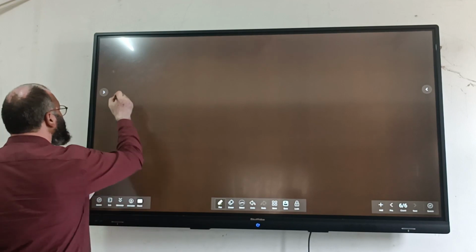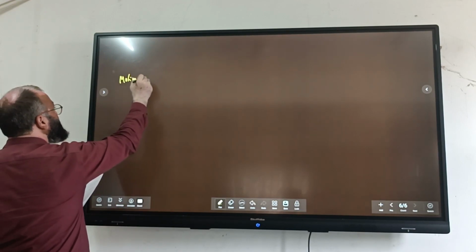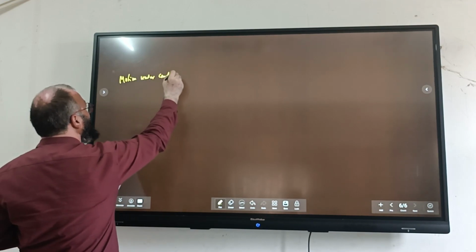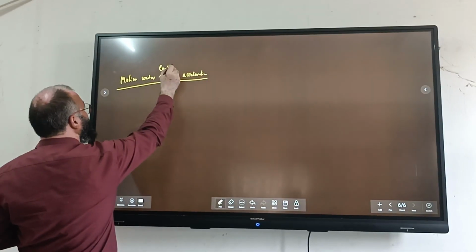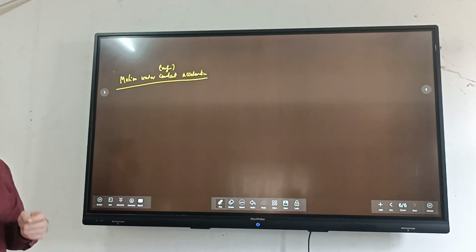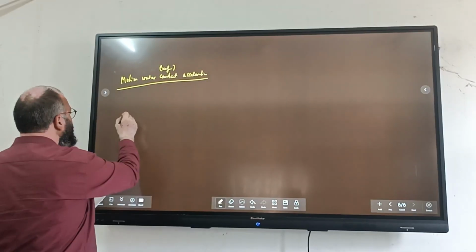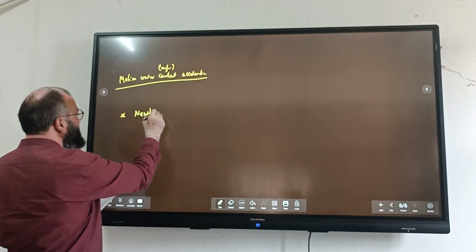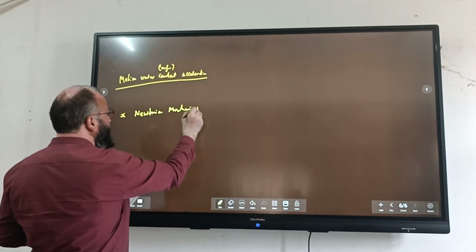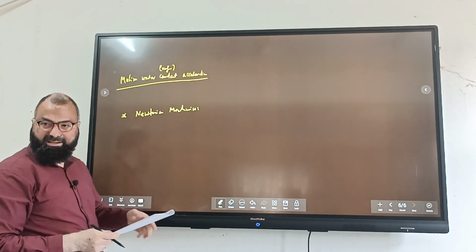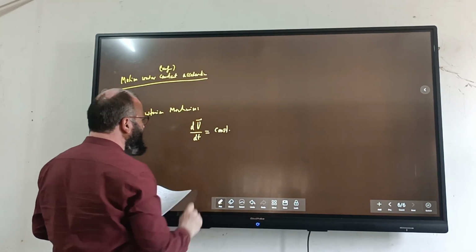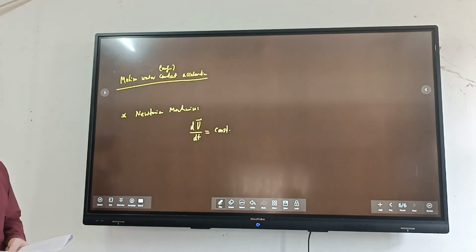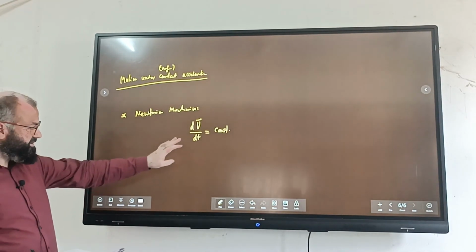So now let's look at motion under constant acceleration, or uniform acceleration. I should use uniform, but let's use constant. Let's consider Newtonian mechanics first. Which equation gives you the constant acceleration? You have dv by dt equal to a constant. Clear? This simply means constant acceleration.